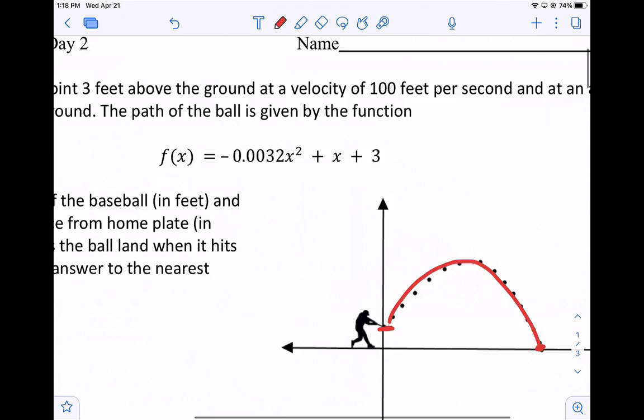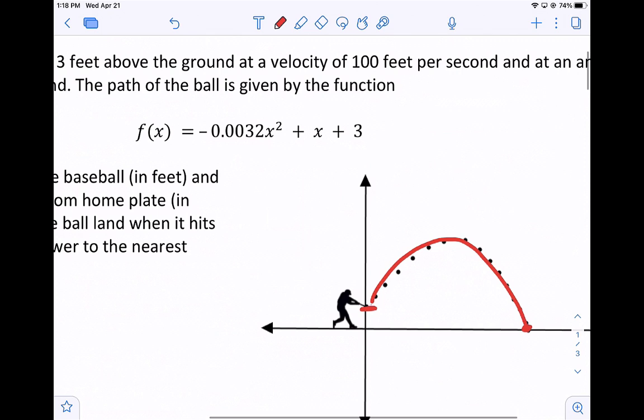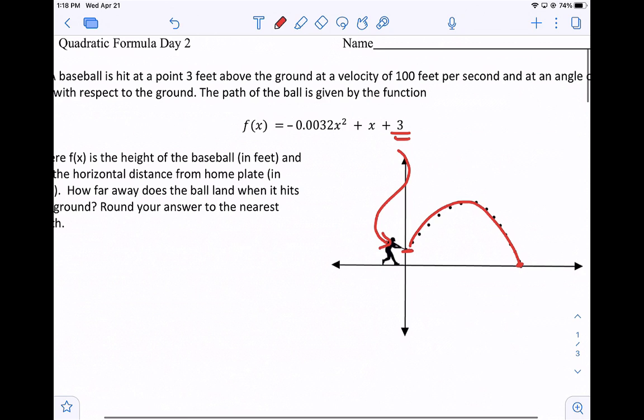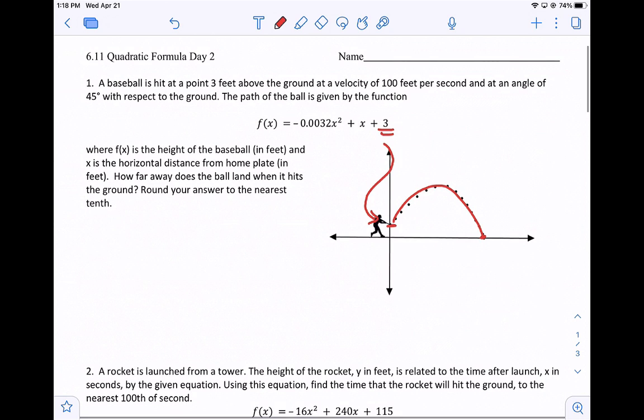We can see why the a value is negative because it's a frowny face graph. The 3 right here is the height above the ground, so we can see that represented in the equation as well. Our goal is to figure out how far away that ball lands when it hits the ground, and we're going to round our answer to the nearest tenth.